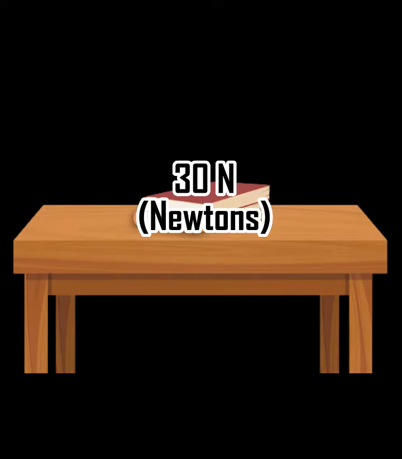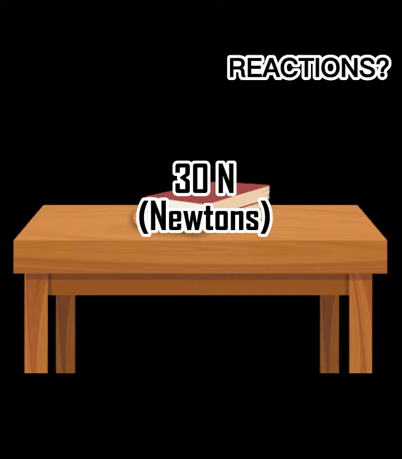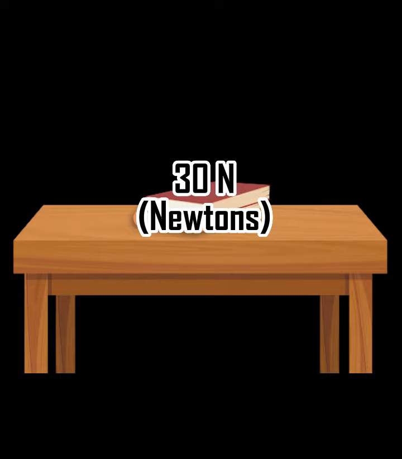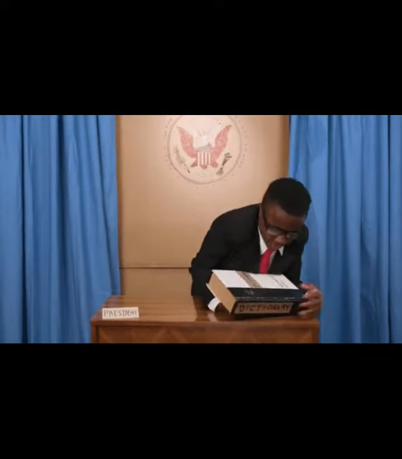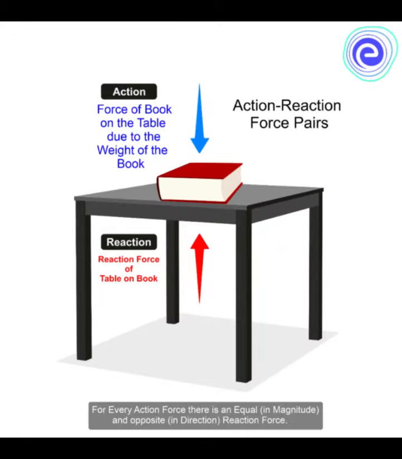Let's try another example. An object of weight 30 newtons rests on a table. Let's find out what are the forces acting on the object and what are the reactions to these forces. Let's say the object is a book and it is on the table. What are its forces? Well, the forces acting on the object are its weight and the upward force by the table. What are the reactions?